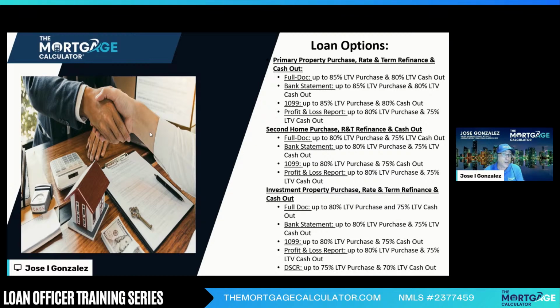So on an investment here for ITIN, right, this is a very sweet part of the presentation because we can go full doc, the same up to 80% purchase, 75% cash out. Bank statement, 80% purchase, 75% cash out. This is an area that has been seeing vast improvement in guidelines in the matrices for ITIN loans, on the alt doc. P&L also 80% purchase, 75% cash out. 1099, 80% purchase, 75% cash out. And the most beautiful option of all, the DSCR, up to 75% LTV on a purchase and 70% LTV on the cash out.